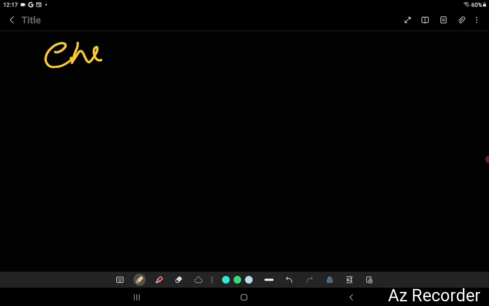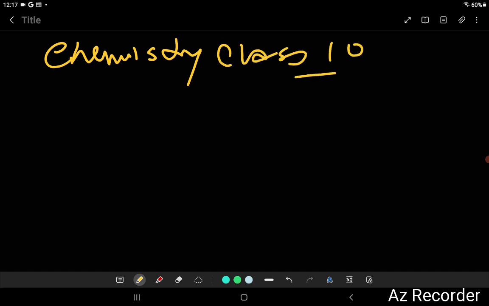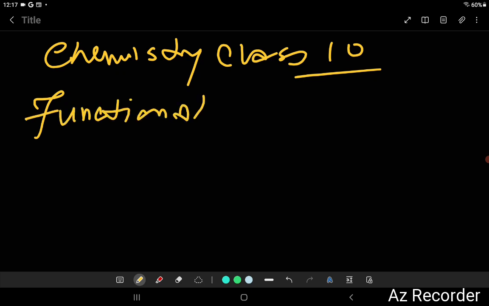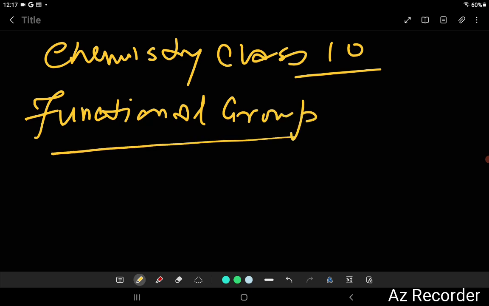It is related to the chemistry class 10. Carbon and its compound. Functional group. Functional group means an atom or group of atoms that will decide the property of any compound, and it may be of different types.